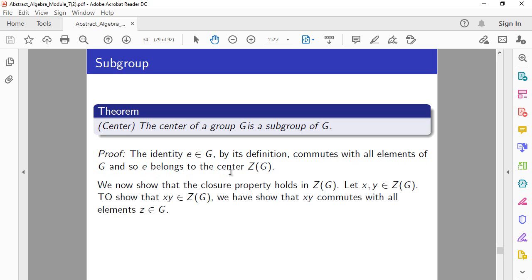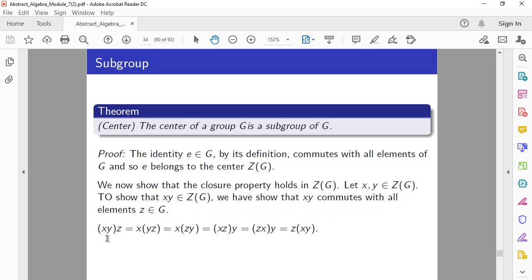We now show that the closure property holds in Z(G). So let x, y belong to Z(G). To show that xy belongs to the center, we have to show that xy commutes with all the elements z in G.